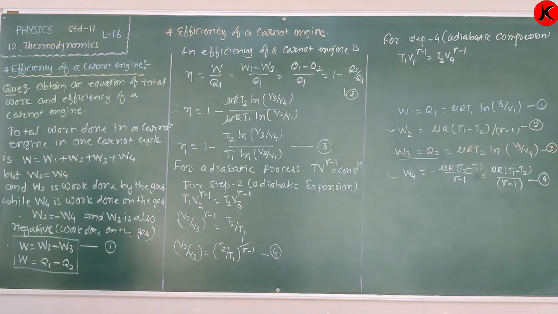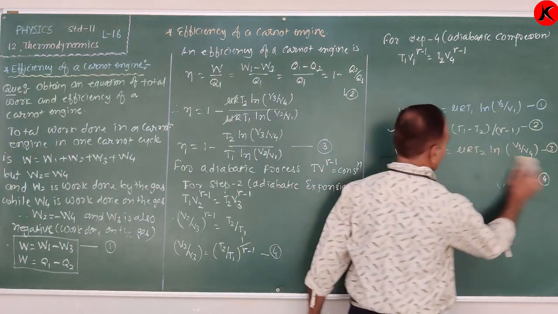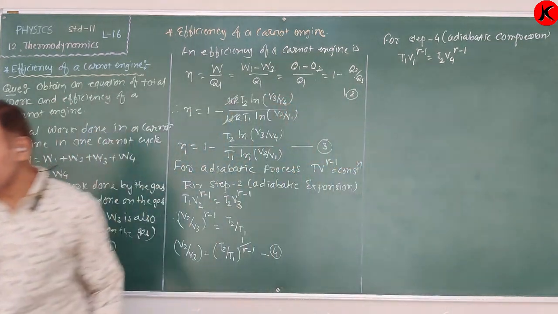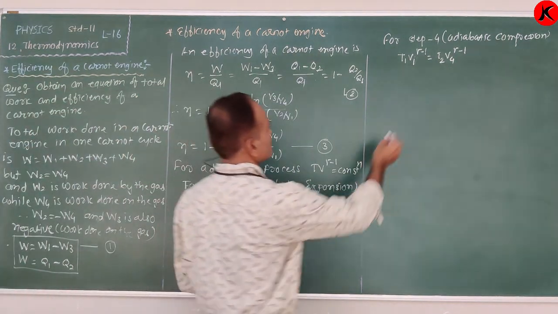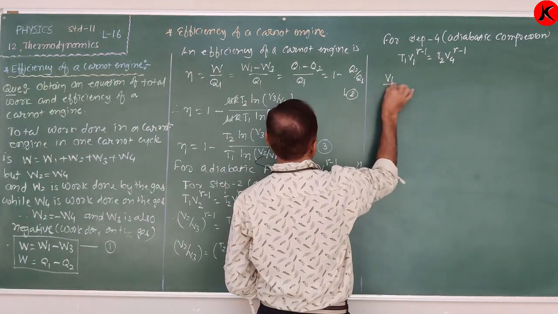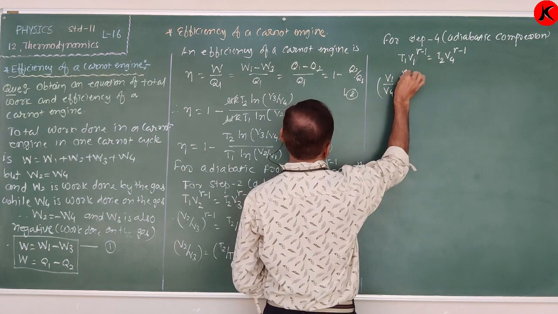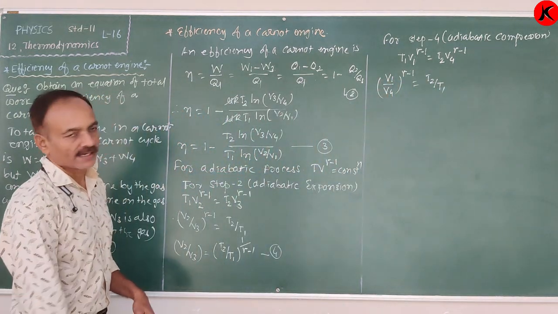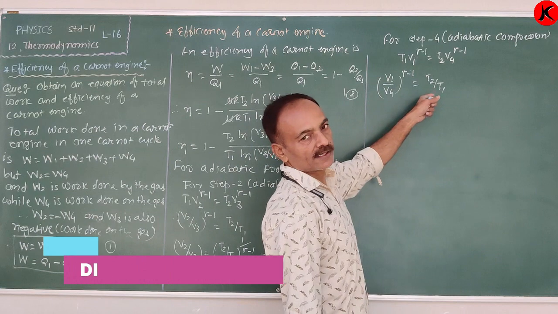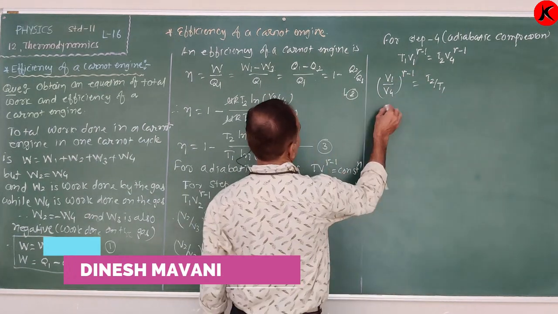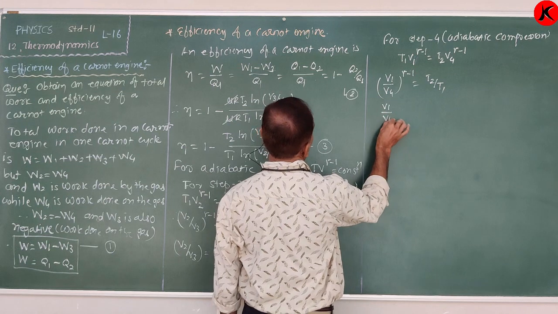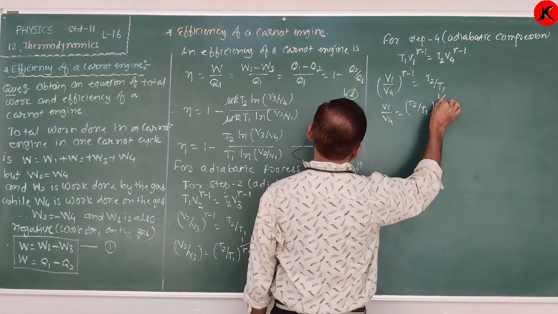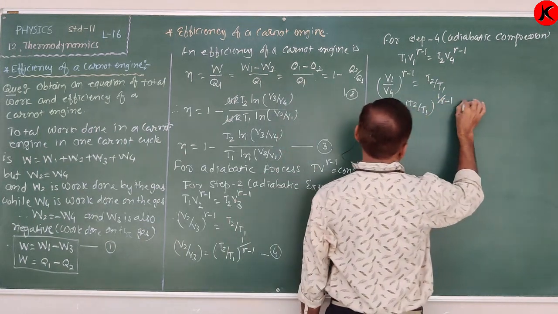That is our equation. Now this earlier equation is not required, therefore I cancel it. Again take V4 to this side, therefore V1 upon V4 raised to gamma minus 1 is equal to T2 upon T1. Now again take the root of power gamma minus 1 on both sides. Therefore V1 upon V4 is equal to T2 upon T1, power 1 upon gamma minus 1. Equation 5.